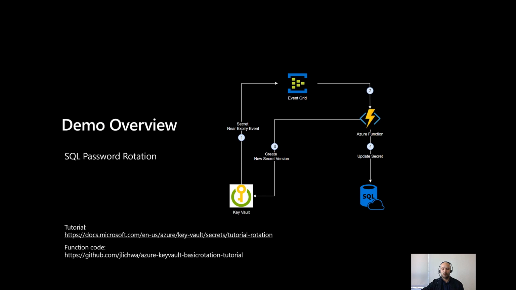When that secret is about to expire, which is set to 30 days before expiration, Key Vault publishes an event to Event Grid. Event Grid, based on an event subscription, calls an Azure Function to perform rotation. The Azure Function performs rotation by generating a new password, storing that password in Key Vault as a new version of the secret, and updating the SQL database with that password. I will walk you through how it can be set up.